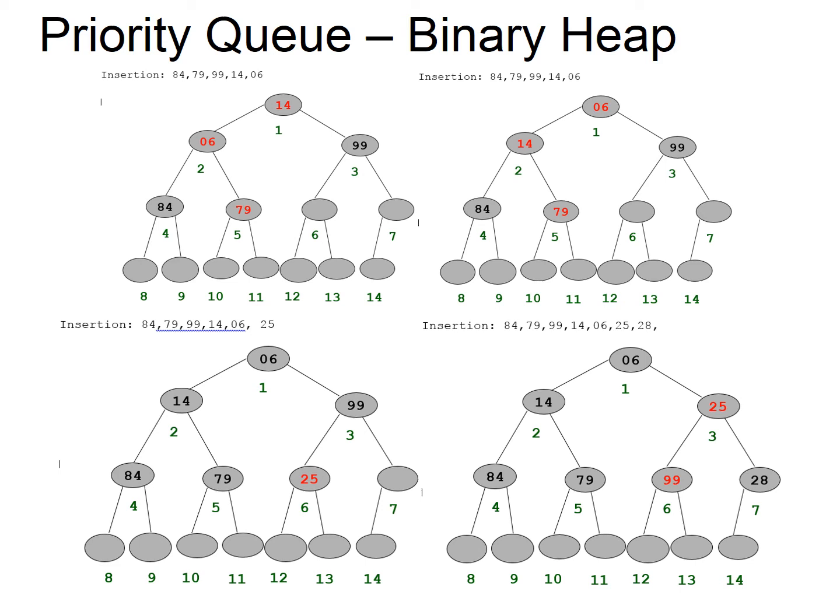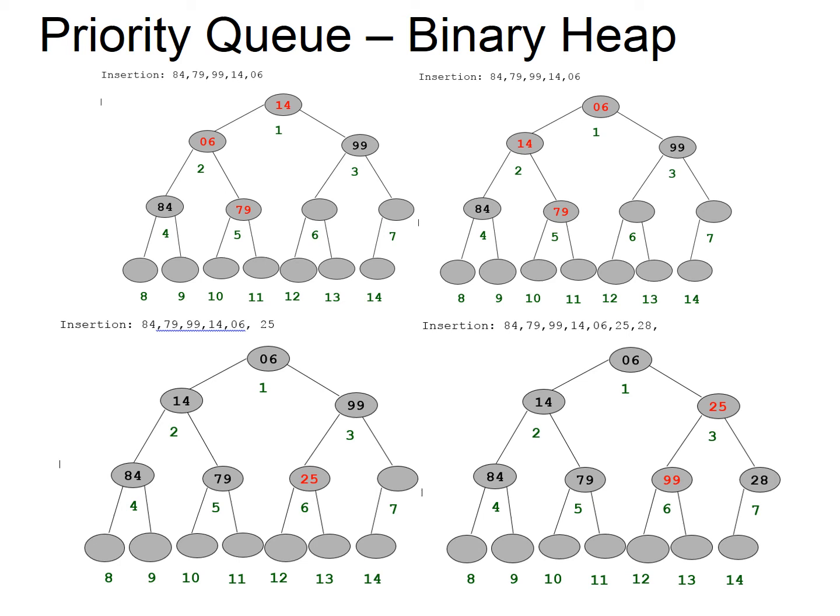Again, 6 is compared with its parent. The second node checks whether the parent node is smaller or not. It is not smaller, so again 6 and 14 get swapped. 6 goes to the root and 14 comes to the second node. So now I have 5 nodes: 1, 2, 3, 4, 5. Now I am trying to insert 25. When I try to insert 25, where will the new node be created? You can see that for the third node you don't have any child, any value.